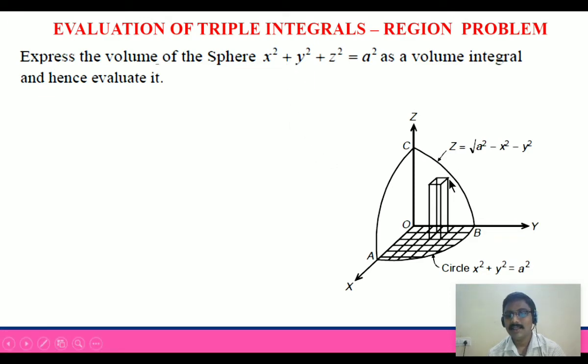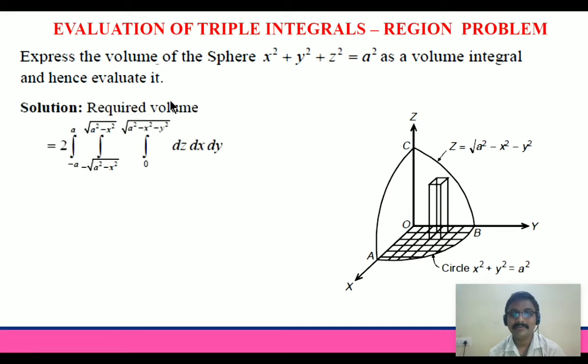So here in this diagram clearly only first octant region is given. The triple integration volume integral is given by integral minus a to a, integral negative root of a square minus x square to positive root of a square minus x square, negative root of a square minus x square minus y square to positive root of a square minus x square minus y square. The integrand function is 1 here.